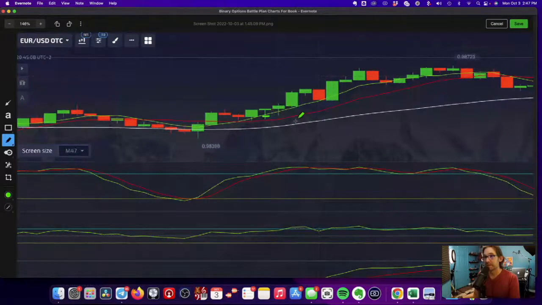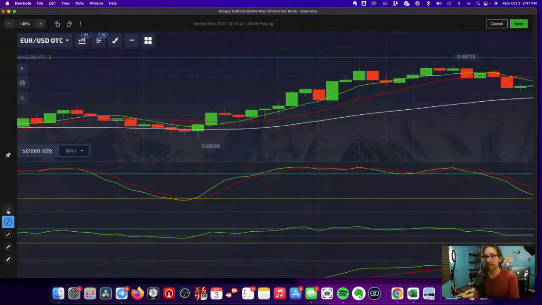So you can see that maybe I entered down here, and it wicked down here, and I lost that trade. That's okay. When it's down there on that wick, all you would do is re-enter. So this is sort of a fast moving martingale.